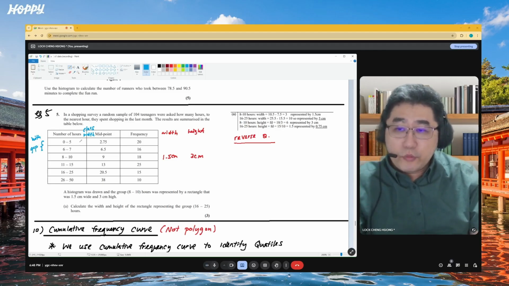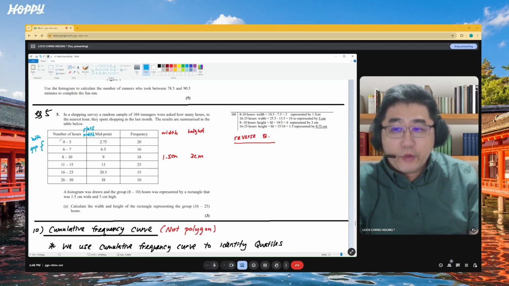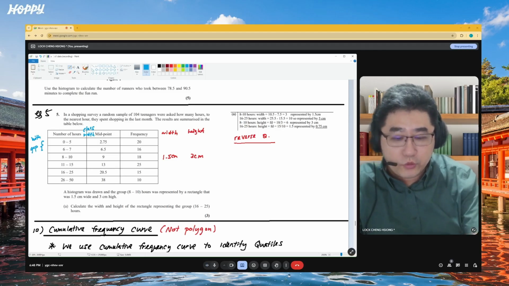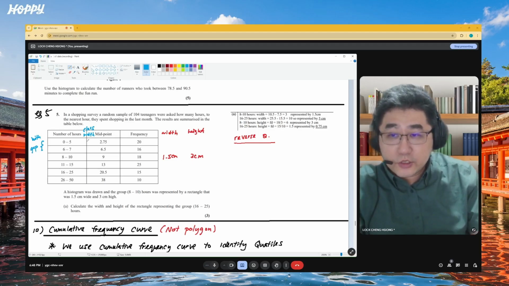Okay, this one with gap. So I need to use something 0.5 here. So a 5.5 and negative 0.5. So 5.5 minus negative 0.5, I have a value of 6.